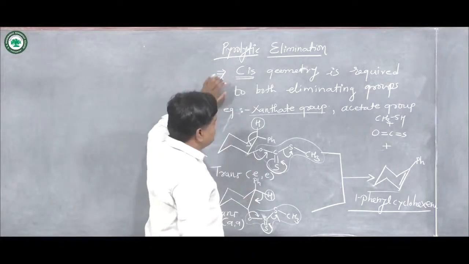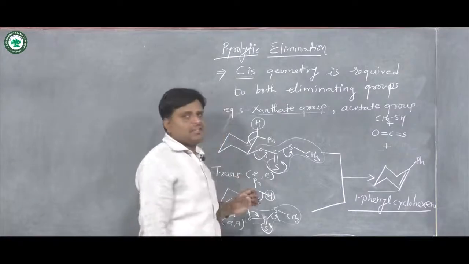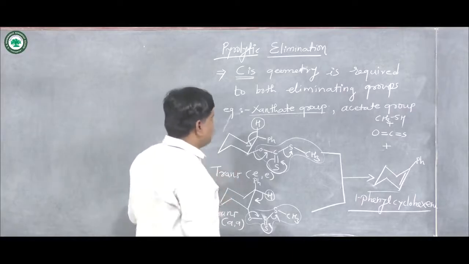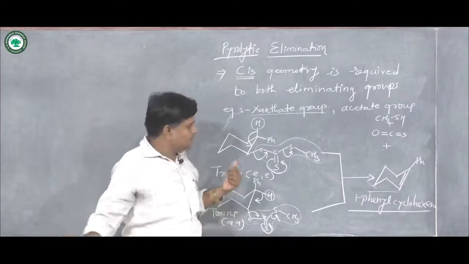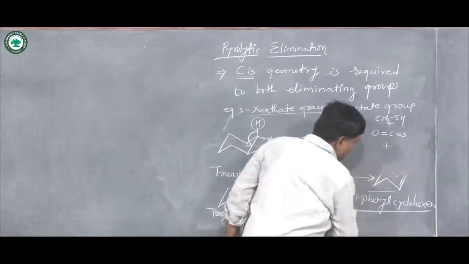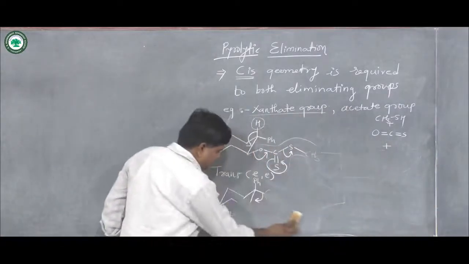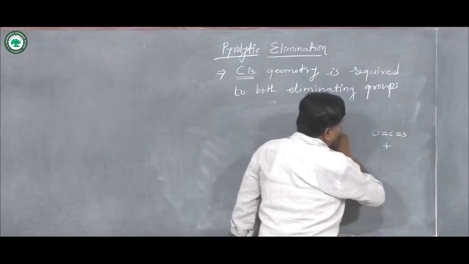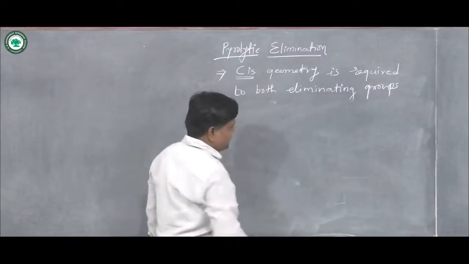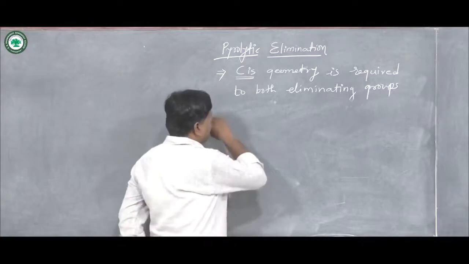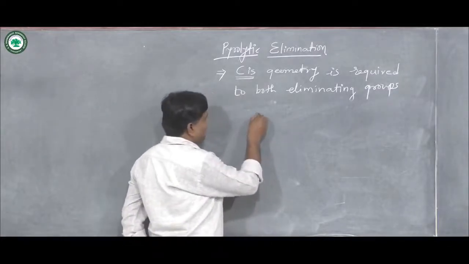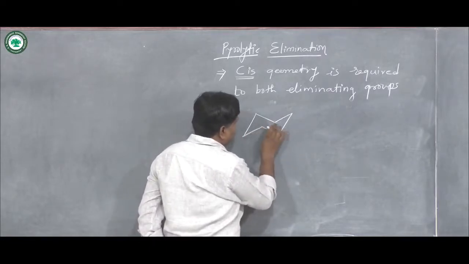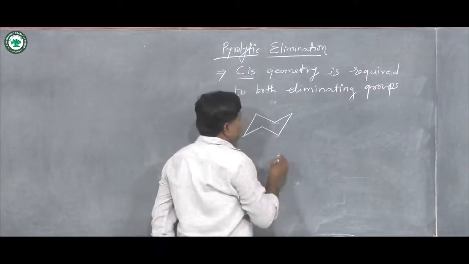So this geometry is required for pyrolytic elimination, and that elimination is carried out by using a 6-membered cyclic intermediate, and that cyclic intermediate is important in this reaction. Why? Because in other types of reactions the requirement for elimination is trans diaxial, but in this case we require cis geometry. Okay, so how is that cyclic intermediate possible? We see here that cyclic intermediate.